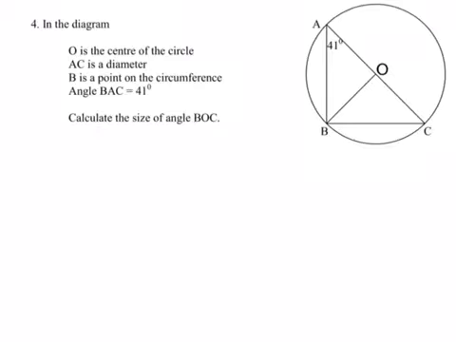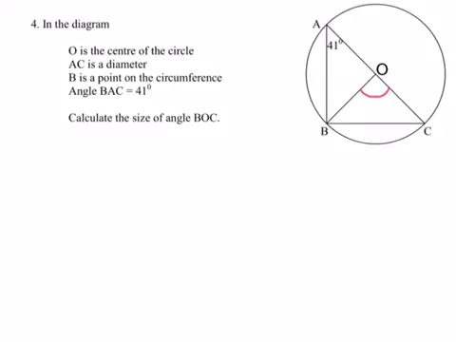Question number 4. We're given a diagram and we're told that O is the centre of the circle, so that's here. We're told that AC is the diameter, so from here to here. B is a point on the circumference, that's this point here. And we are told that angle BAC, this angle here, is 41 degrees. We're then asked to calculate the size of angle BOC, and that's this angle in here.